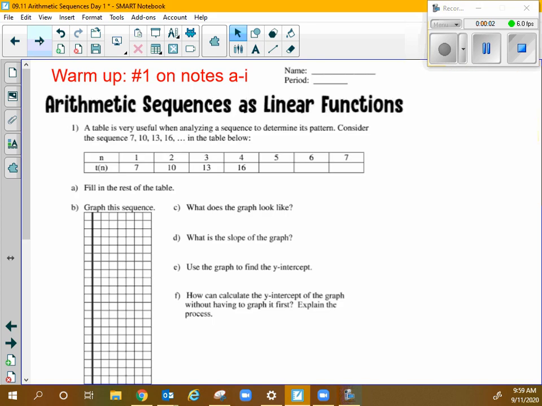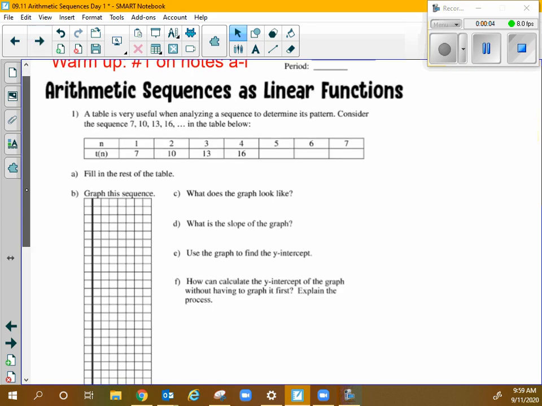So y'all were filling out number 1, A through I. You had a sequence, 7, 10, 13, 16. What would be the term after 16? 19. And 25. Okay.